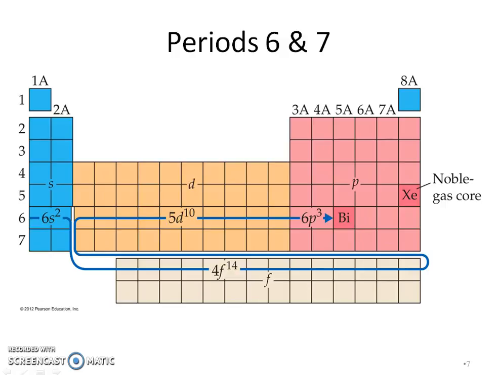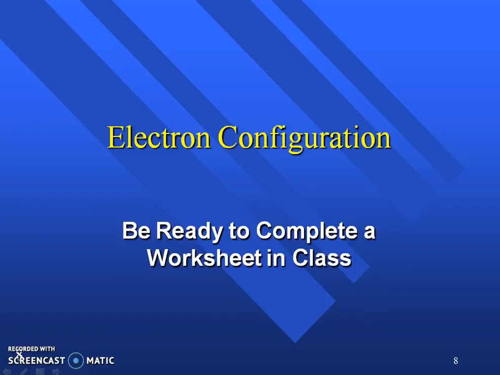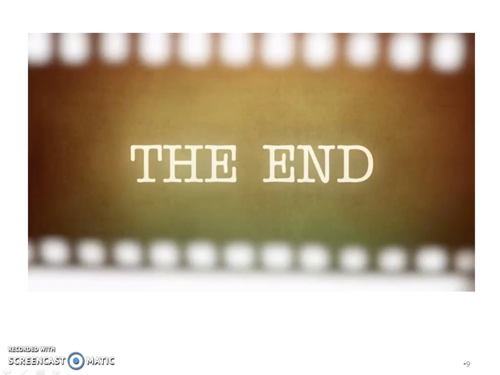As far as your outermost electrons, you would still figure out that it would be energy level 6, but you want to still remember here your 5d10 and your 4f14 play a part in that. Okay, so be ready to complete a worksheet in class after you've watched this video.